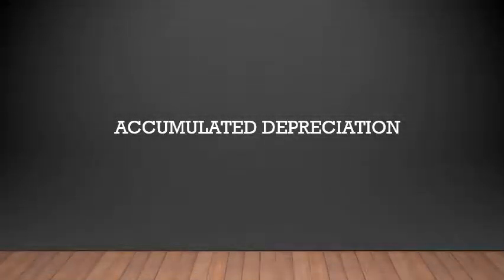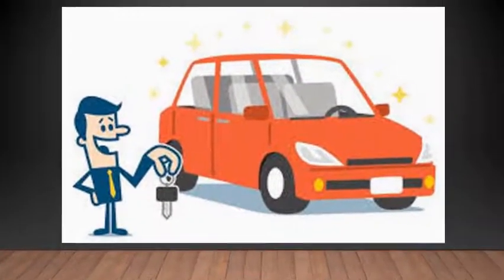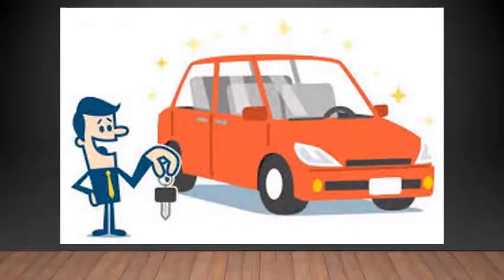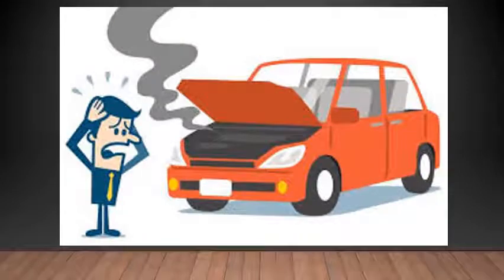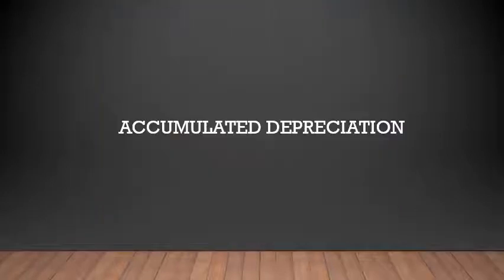Fixed assets and accumulated depreciation. Suppose I buy a car for 100,000 Rand. After 3 years, the vehicle will no longer be worth 100,000 Rand. Vehicles decrease in value. But how do you show the correct value in your books, but still comply to the historical cost principle?